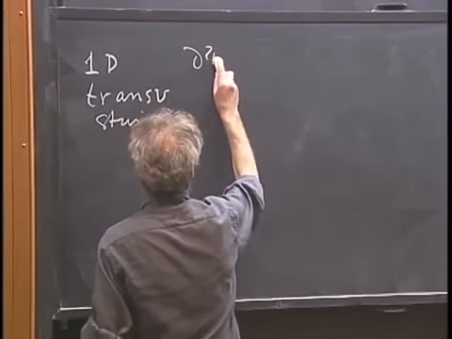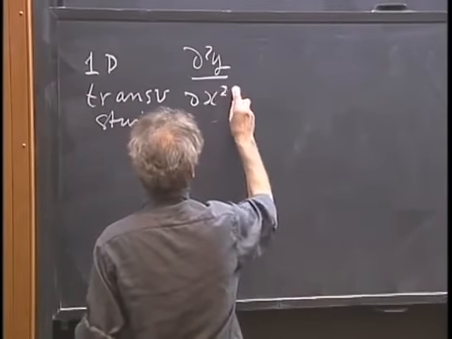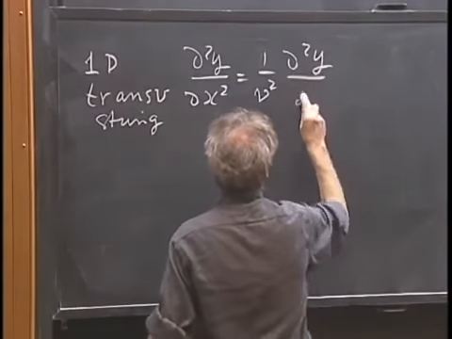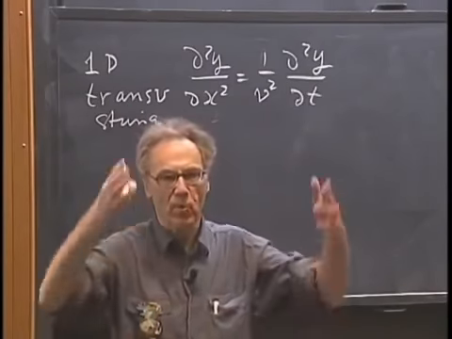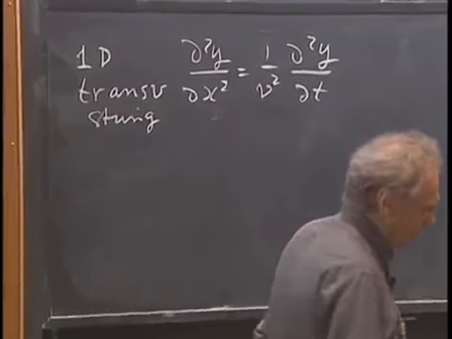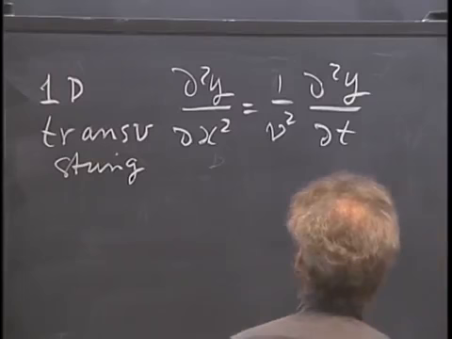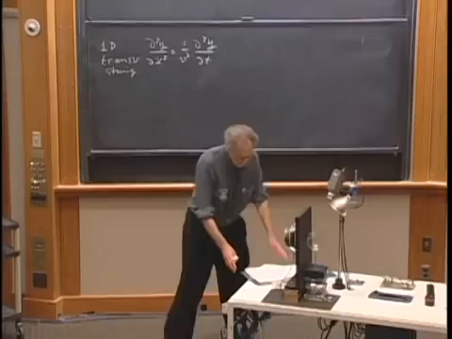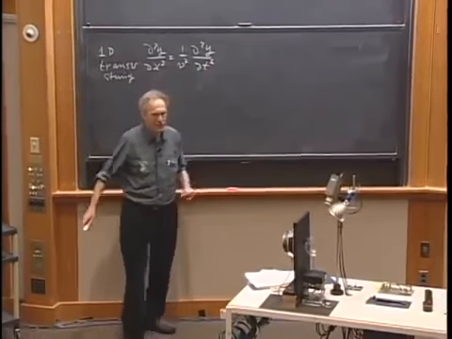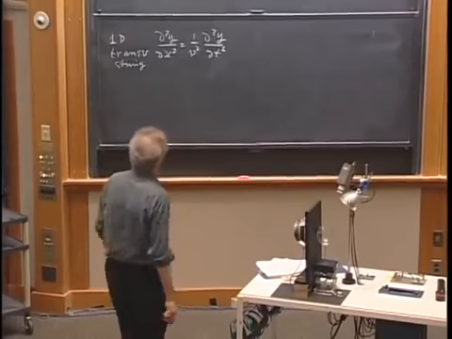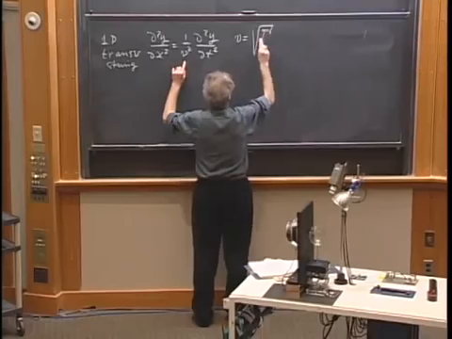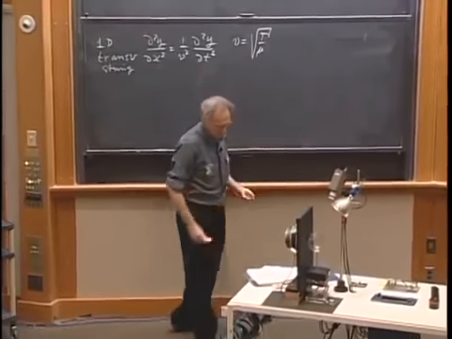And then you get d2y/dx squared is 1 over v squared times d2y/dt squared. Y being now the displacement away from equilibrium in this position if x is in this direction. And that is fine. All right. So v in the case of a string is the square root of T over mu. That was just a special case for the string.